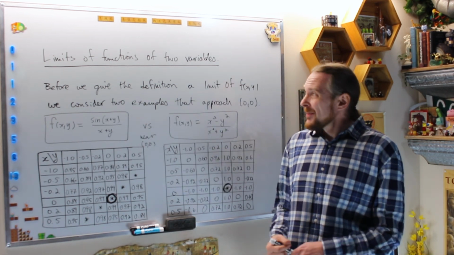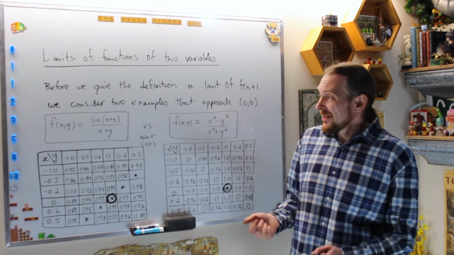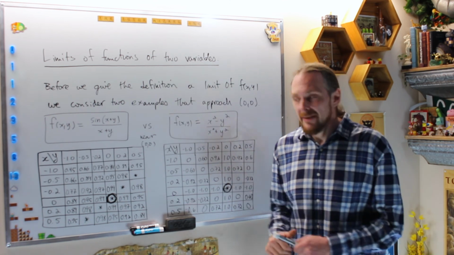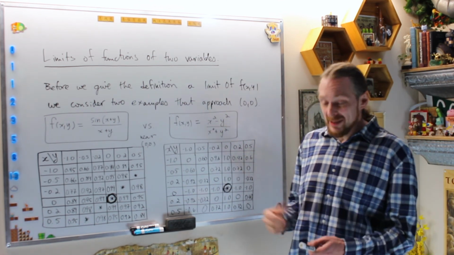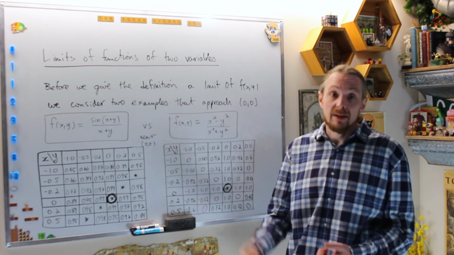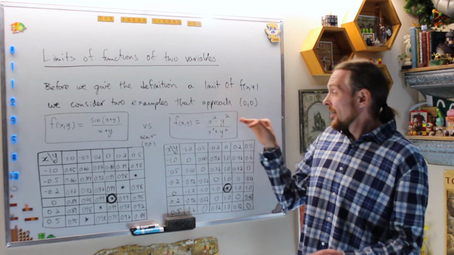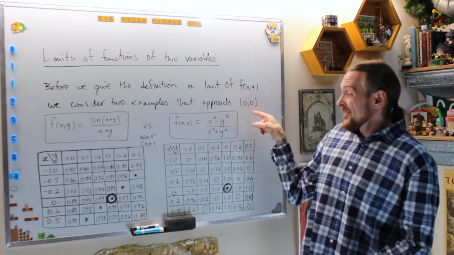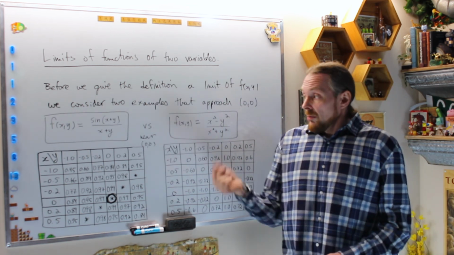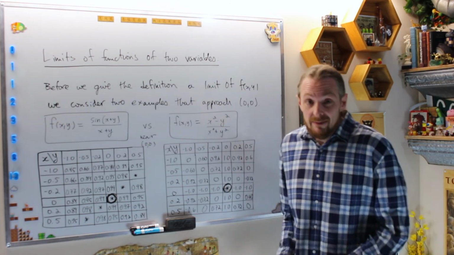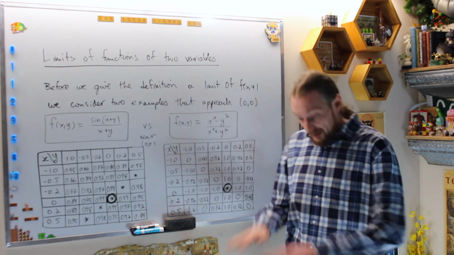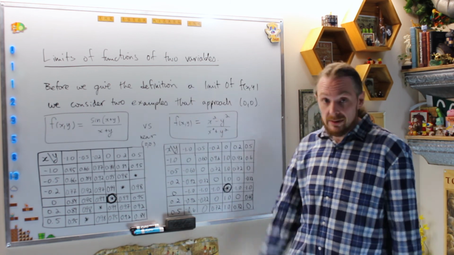All right, starting off with limits of functions of two variables. Before we give the definition of a limit of a function of two variables as we approach a value (a, b) in the plane, we're going to consider two examples that both approach (0, 0). One of them is going to exist, it turns out, and one of them is not going to exist, so we're going to look at the behavior, and then I'll draw the graph of these two functions of two variables in a second.